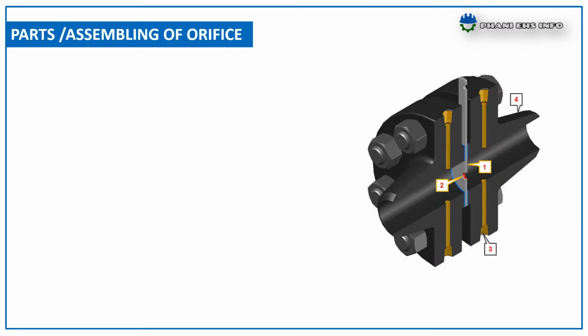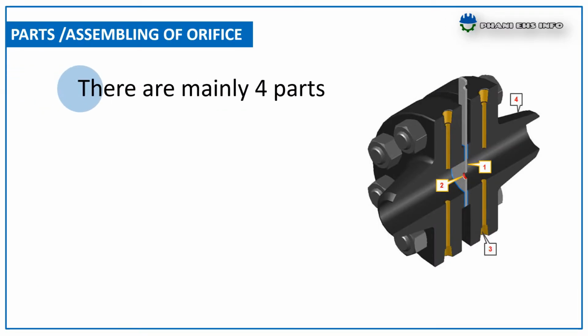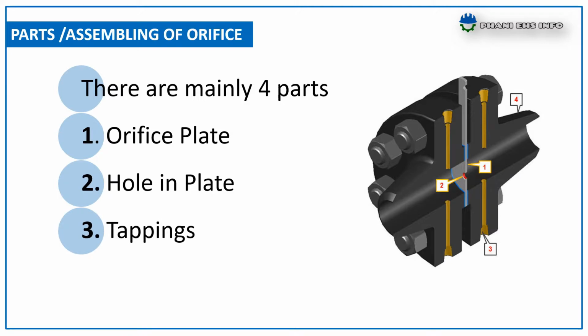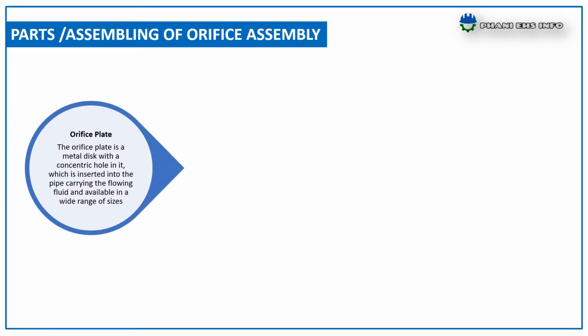Parts or assembling of orifice. There are mainly four parts: orifice plate, hole in plate, tappings, and orifice flange. First one, orifice plate. The orifice plate is a metal disc with a concentric hole in it, which is inserted into a pipe carrying the flowing fluid and available in a wide range of sizes.